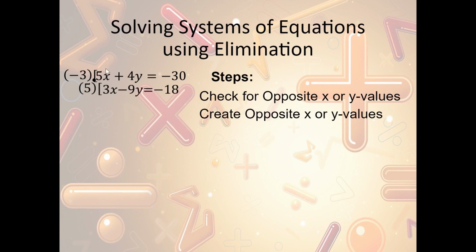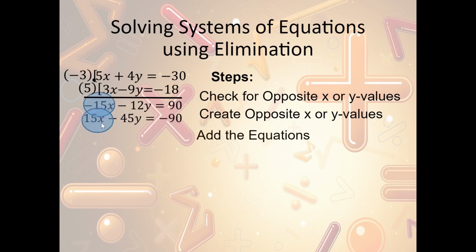So negative 3 times 5x and negative 3 times 4y and negative 3 times negative 30. And then I'm going to do the same thing on the bottom. So 5 times 3x and 5 times negative 9y and 5 times negative 18. And when I do that, I end up with negative 15x minus 12y is equal to 90, and 15x minus 45y is equal to negative 90.